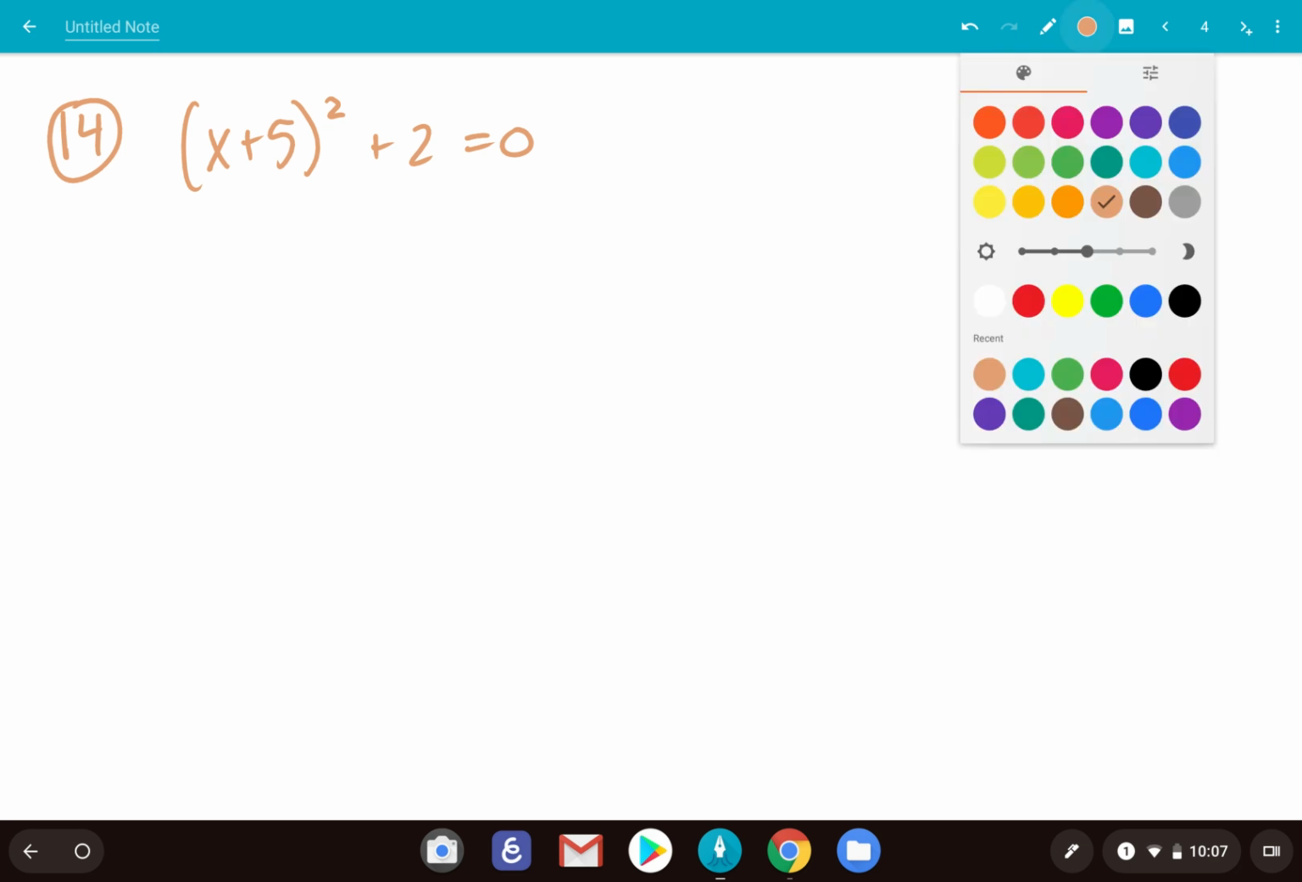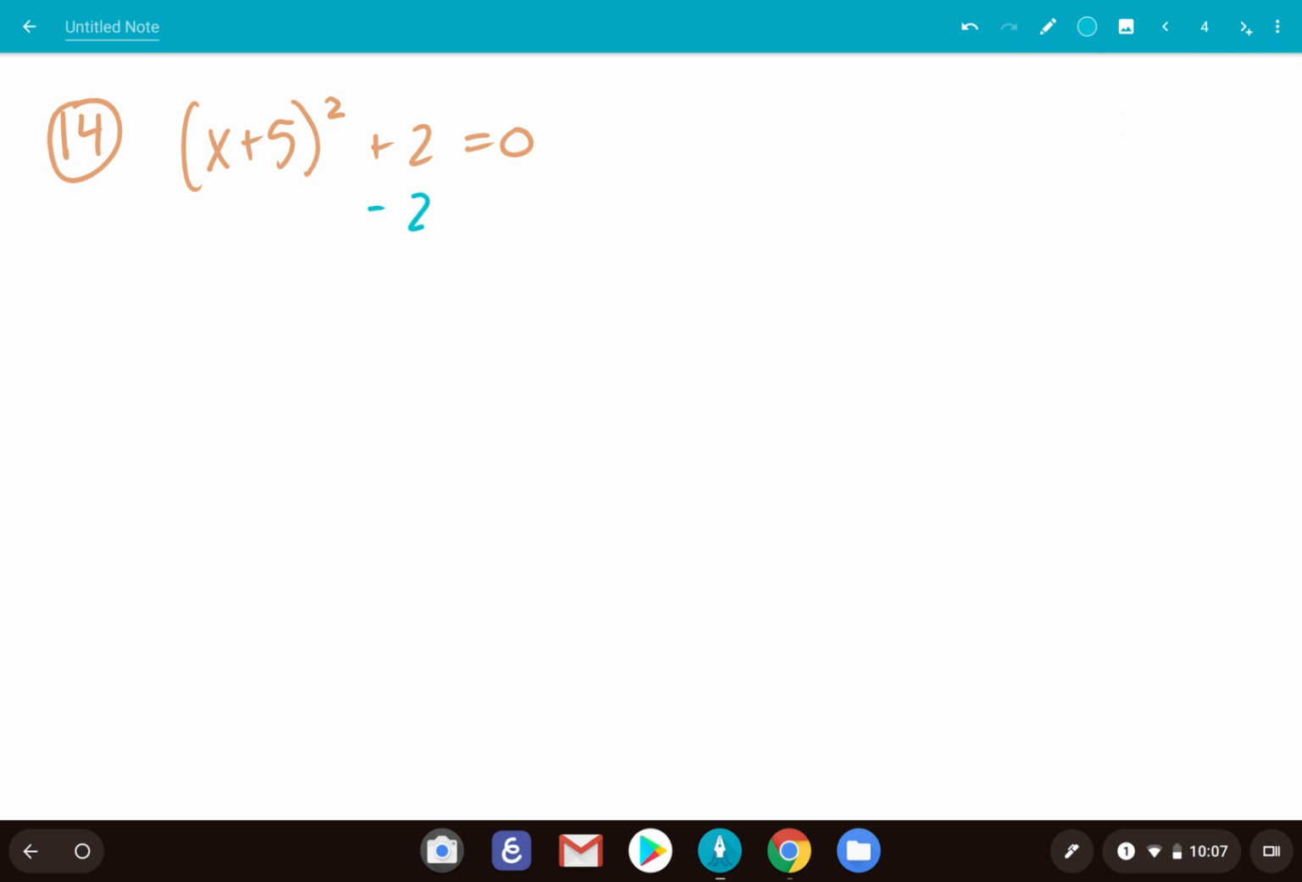And the last one, number 14, we could just take the square root on this one, but before you can do that, you have to set up the equation. You can't have anything else but the square. Equals negative 2. Okay, so what we're going to have to do is take the square root of both sides, and it looks like we're going to have imaginary roots.